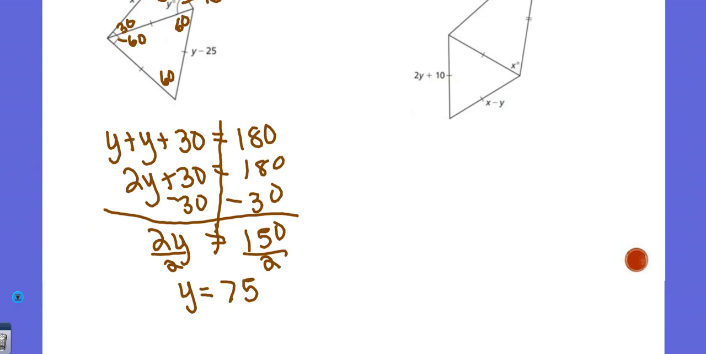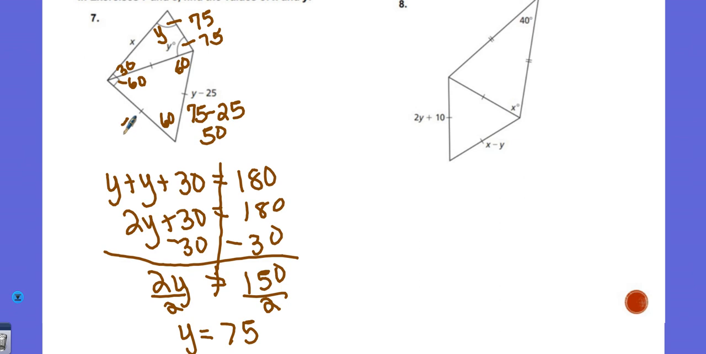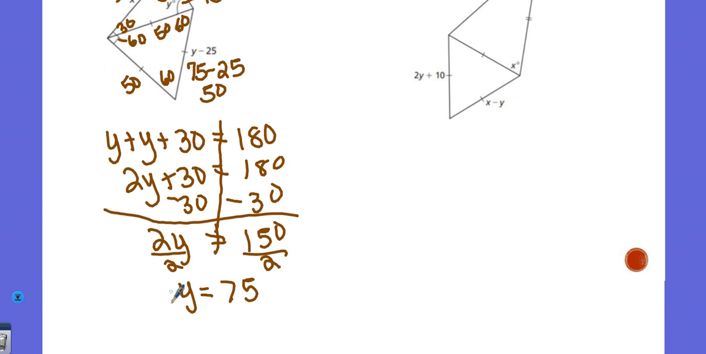So now if I know that y is equal to 75, then to solve for x, I know that this side is going to be the same as this side because these angles are the same, so that means these sides have to be the same. And I already know that y is 75. So if I say 75 minus 25, that means all of these sides are 50. So if this is 50, then this side over here is 50. So it's okay for us to write x equals 50.